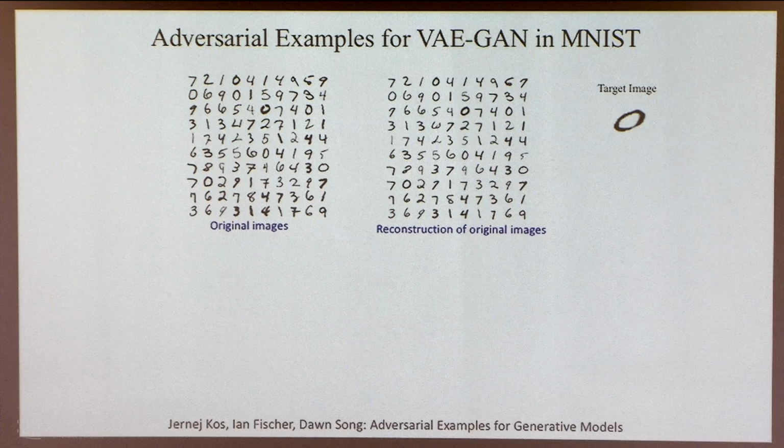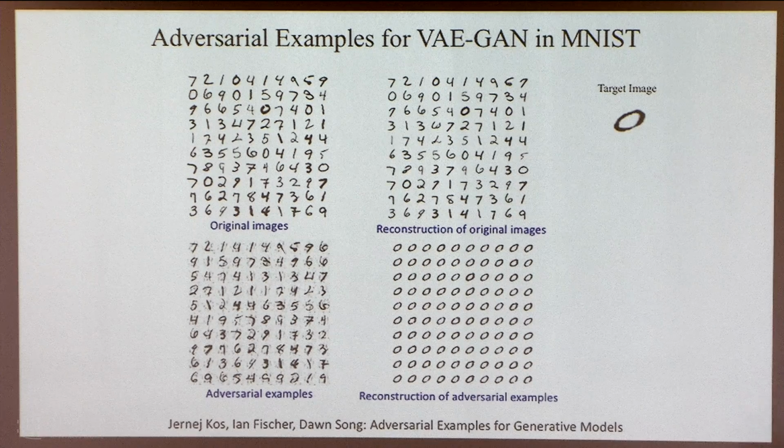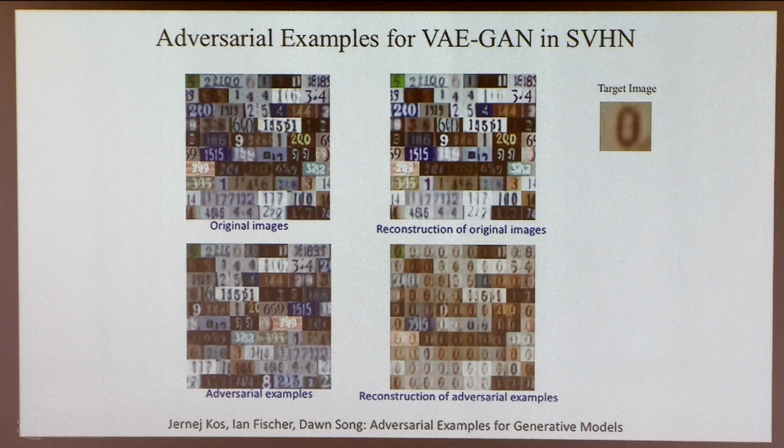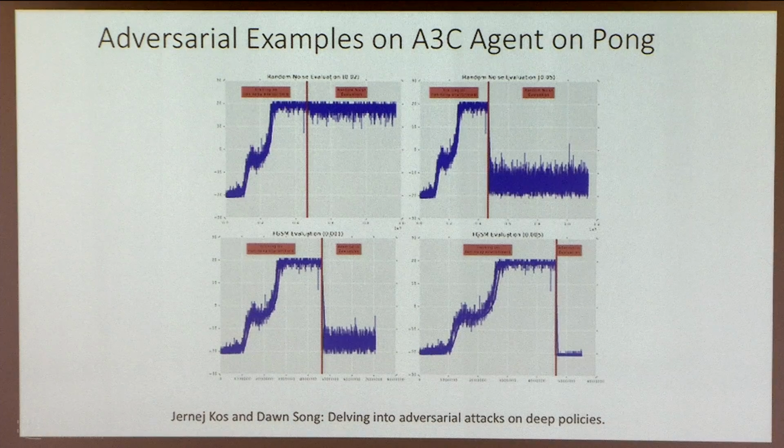Let's say the attacker's goal is to turn the perturbed version of the original images, after the compression and decompression stage, into something like the target image 0. That's the target image. These are the generated adversarial examples. When you look at the reconstruction of these adversarial examples, you can see that they get reconstructed into something very similar to the target image, into 0. We also did this for street view house numbers, and similar things happened. Here's also an example for the face data. As you can see, these attacks are fairly effective. So that's for the generative models.